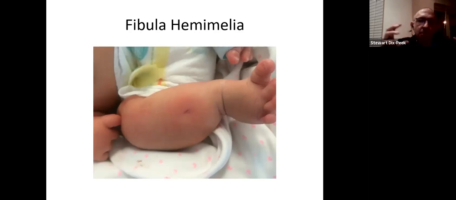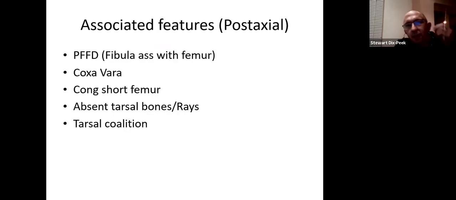So in your head, try and cluster and group the abnormalities together. It's not going to give you the diagnosis, but it's going to give you softer signs towards a diagnosis. And I think that's the important thing at this stage. So remember that your Fibula Hemimelia, and I've got them here, proximal femoral focal deficiency, potentially within that group is going to be the coxa vara, short femurs associated, and the absent tarsal bones raise tarsal coalition.